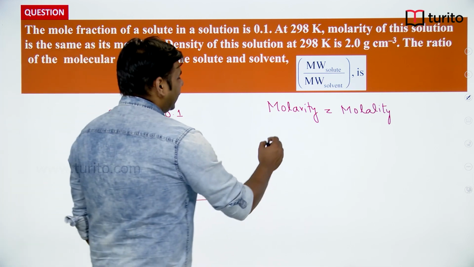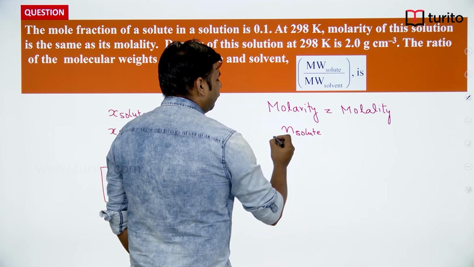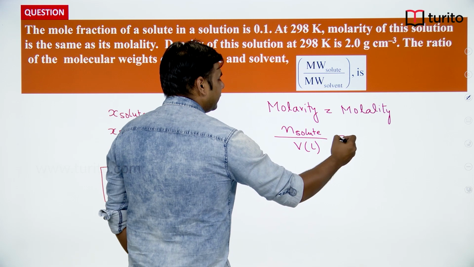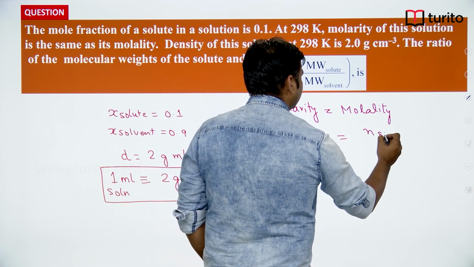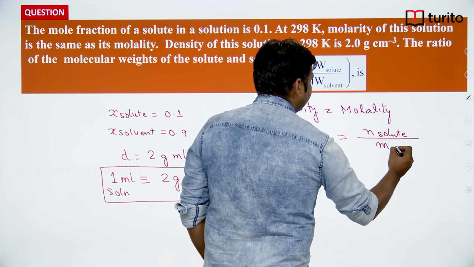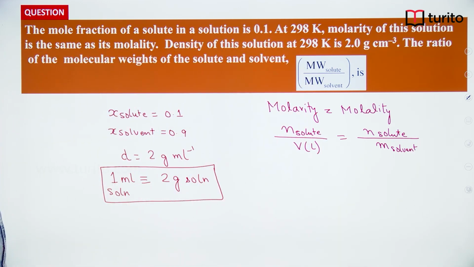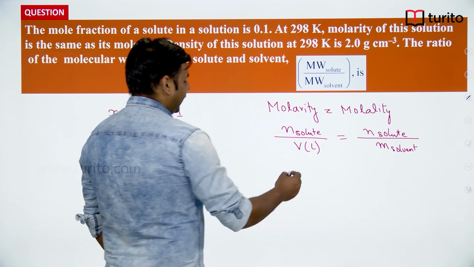Now molarity is the number of moles of solute upon volume of solution in liters, and molality is the number of moles of solute upon mass of solvent in kg. Hope this is clear to you. So molarity is the number of moles of solute upon volume of solution in liter, and the volume of solution in liter is 10 raised to minus 3.